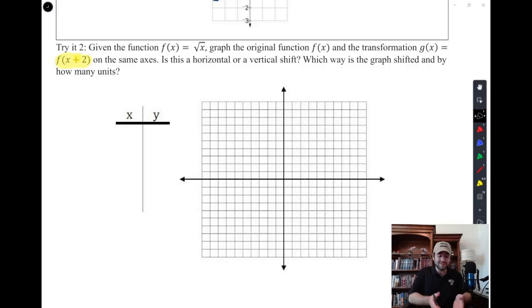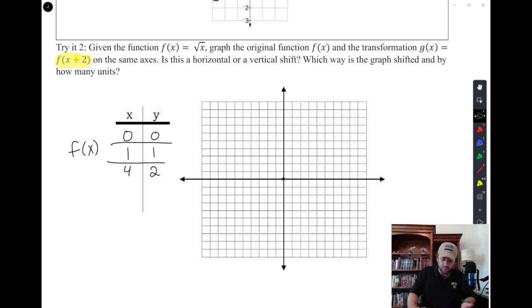If you don't have them memorized, there's a table there to help you. Like, for example, if you plug in 0, you get 0. And if you plug in 1, you get 1. And if you plug in 4, you get 2. This is for f of x. But it's really, really important that you go back and look at those toolkit functions and memorize them.